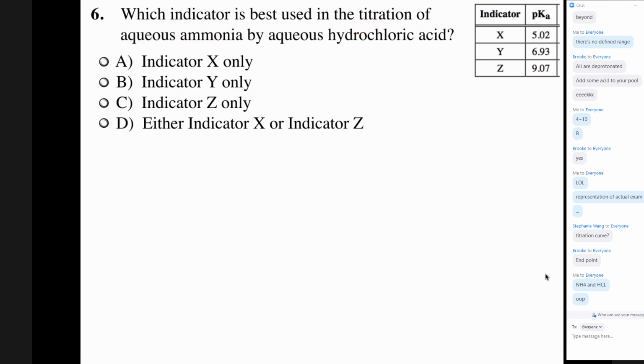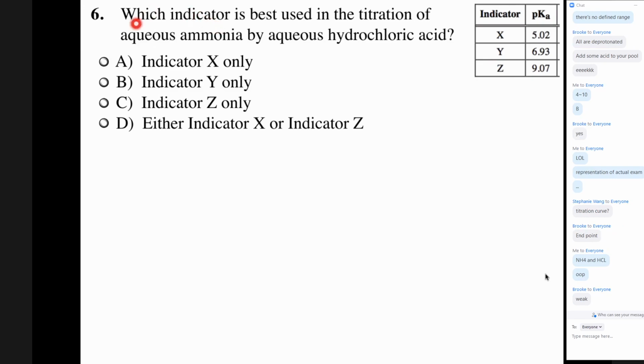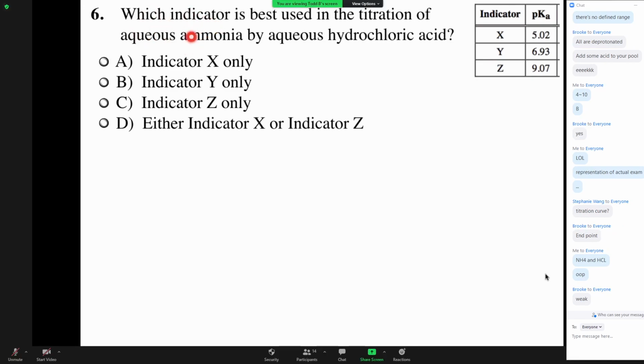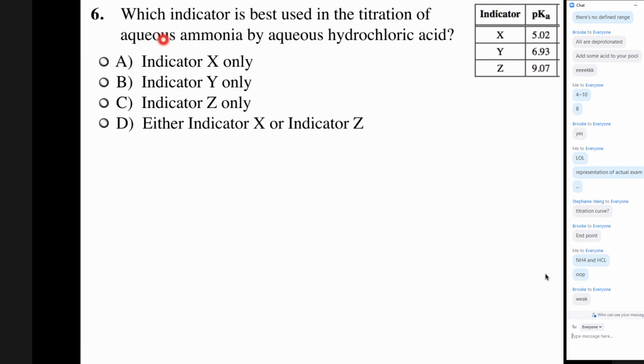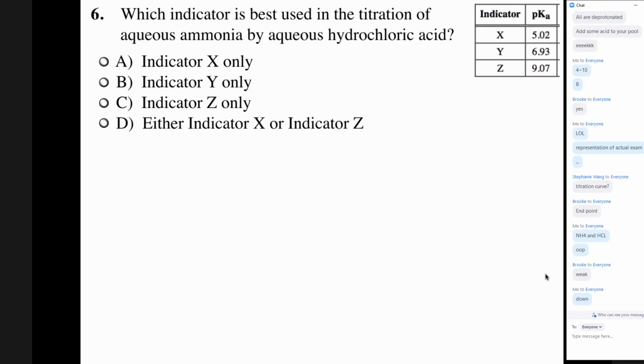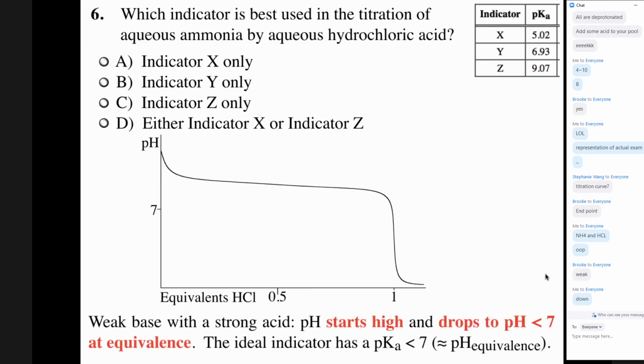So tell me two things. What is this compound, weak or strong? This is your weak one. This is your weak base. So it's going to start high because it's a base and have a lip because it's weak. And you're adding in a strong acid, so pH is going to go up or down over time? It's going to go down. So would you agree your curve is going to look something like this?